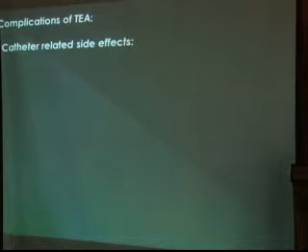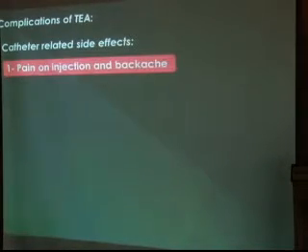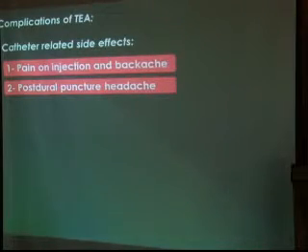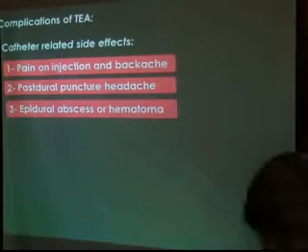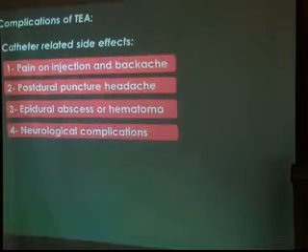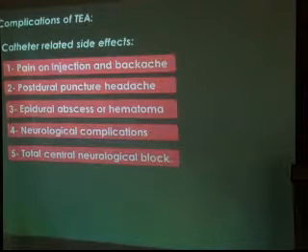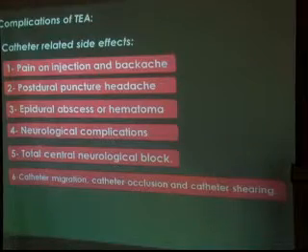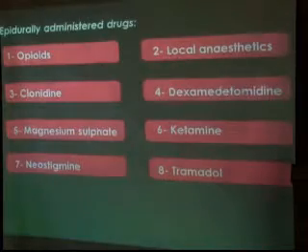Complications of thoracic epidural analgesia: catheter-related side effects, pain on injection and backache, post-dural puncture headache, epidural abscess or hematoma, and neurological complication, which is the most serious complication but has a relatively very low incidence. As published by the American Society of Anesthesiologists, the incidence of predicted maximum risk for permanent neurological complication is 0.07%. Also total central neuraxial block, catheter migration, occlusion and tearing.